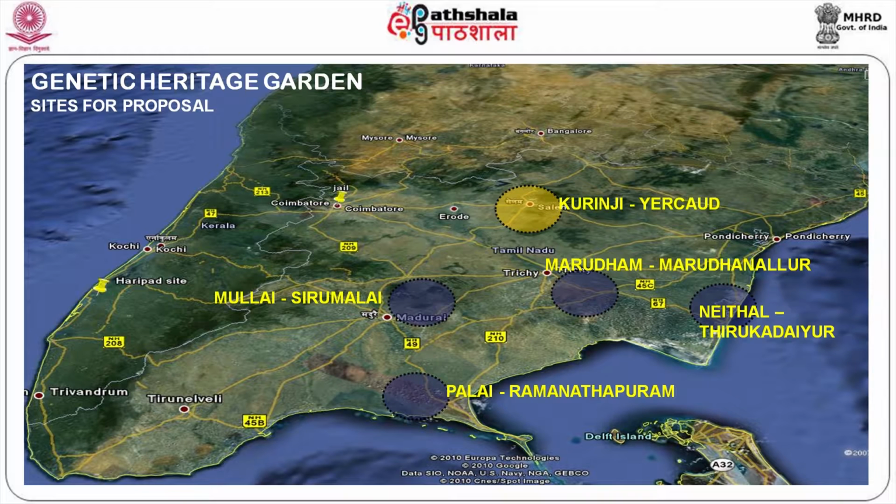Kurinji, we call this a genetic heritage garden. Basically this garden is a genetic heritage garden. So what was there in earlier days? The theme of the project is to create a natural ecosystem as in the Sangam period and enhance the biodiversity, creating a water resource for self-sustenance of the landscape development.